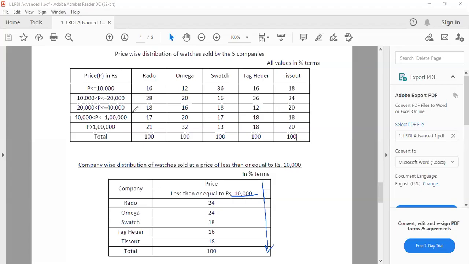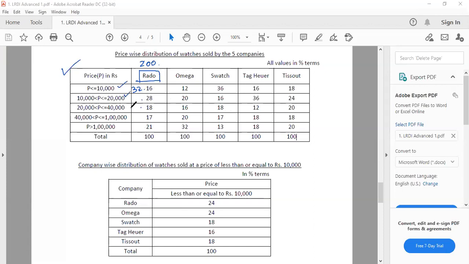Yes, okay. So let me repeat whatever I said once more. If you look at the first table, which one adds up to 100? For Rado, this total is getting 100, right? What does this mean? Of all the watches sold under Rado, let's say there were 200 watches sold. If I take 16% of 200, that is 32 watches, priced in this range.